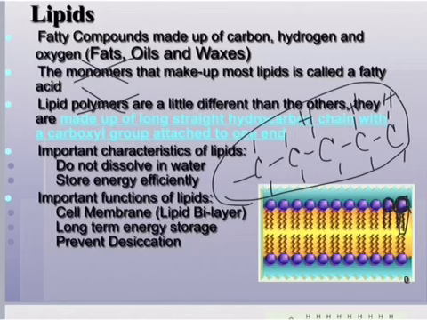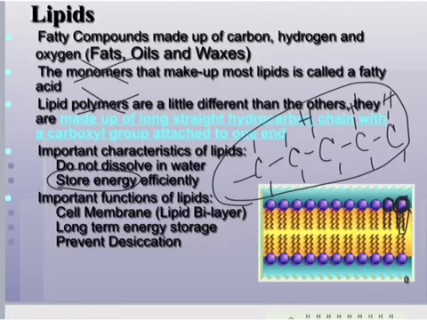Regardless of the structure of the lipid, the important characteristic that they have to have is that they do not dissolve in water. We spent a lot of time talking about how water is polar. Lipids are the opposite. Lipids are nonpolar, and they will not dissolve in water. Another important characteristic of lipids is that they store energy very efficiently. This would be a long-term, very efficient energy storage. In fact, they can even store energy better than carbohydrates, and you'll explore that a little bit more in your lab work. Other important functions besides energy storage are listed here for you.